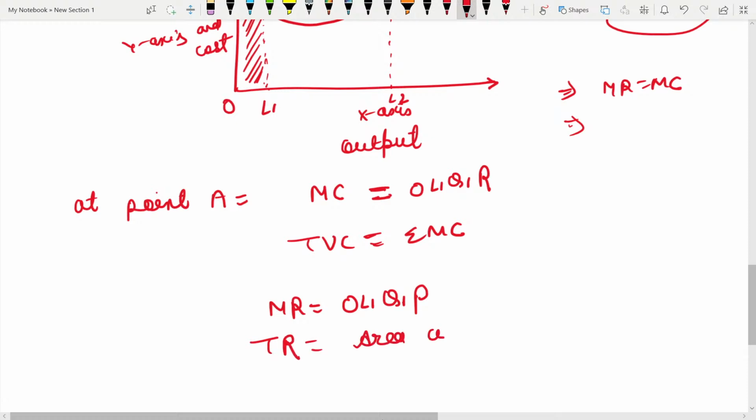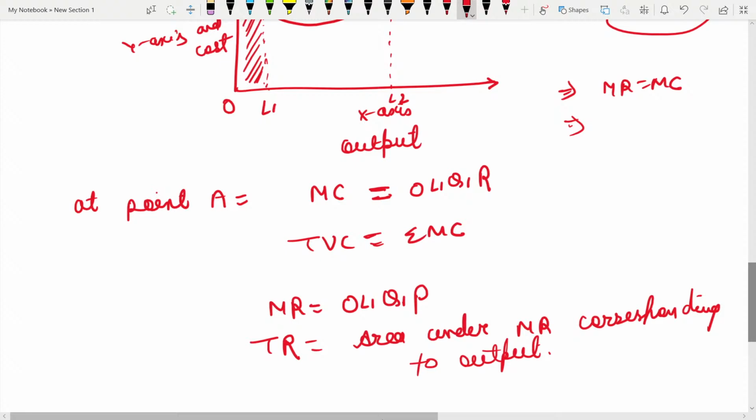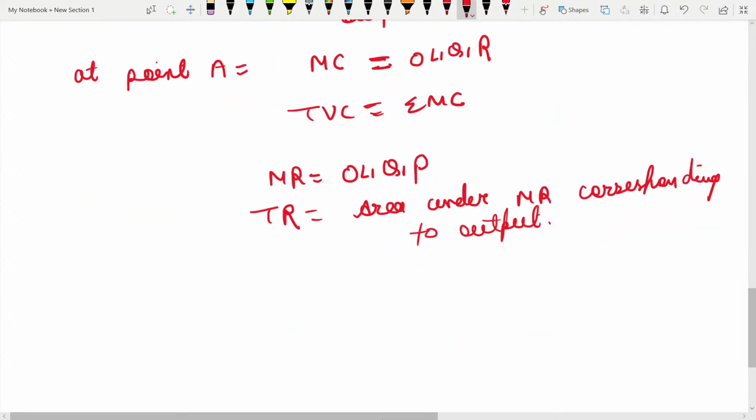Area under MR corresponding to output. And now you can compare, because profit is what? Profit is just the difference between TR minus TC. As I already told, TR minus TC.